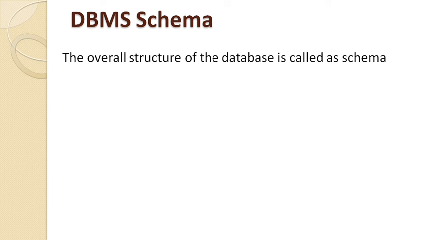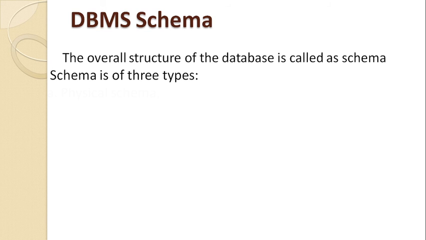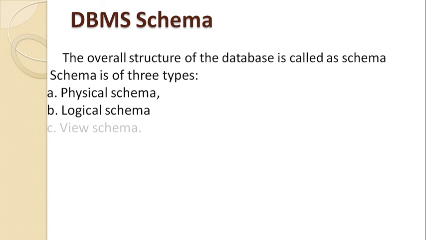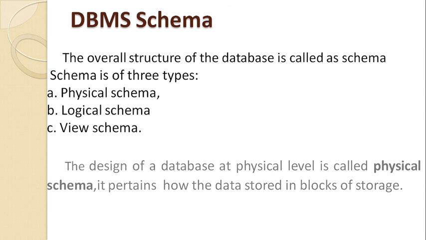Next we will go about DBMS schema. The overall structure or the overall design or the description of the database is called as a schema. The schema is of three types: physical schema, logical schema, and view schema. The design of the database at physical level is called as physical schema. It pertains to how data are stored in the blocks of storage.